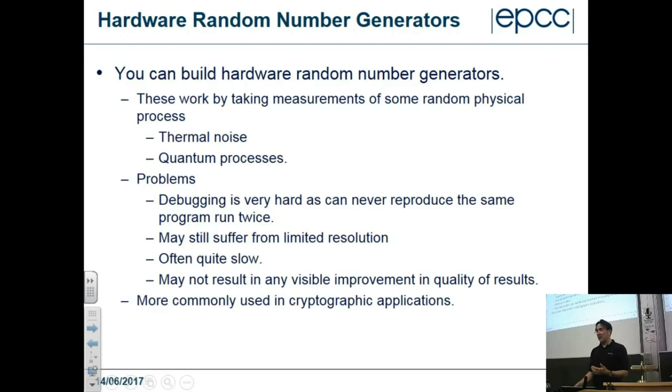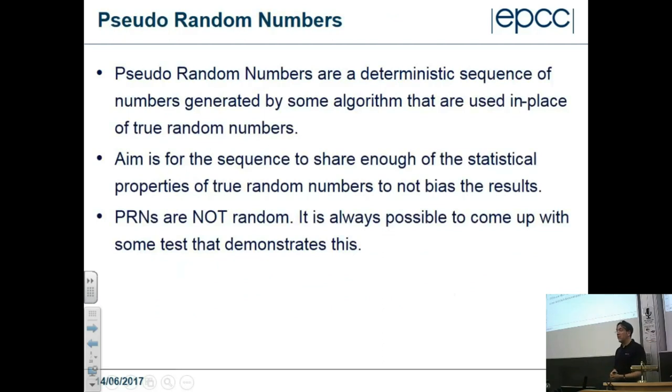But in practice, most random numbers are generated in software. So these are, strictly speaking, pseudo-random number generators, not strictly random, they're pseudo-random. And the main point is that it's a deterministic sequence. You have a deterministic sequence of numbers generated from some algorithm, and they're used in place of true random number generators. And hopefully they approximate real random number generators to a sufficiently high degree that they're useful, that they can be used for your simulation.